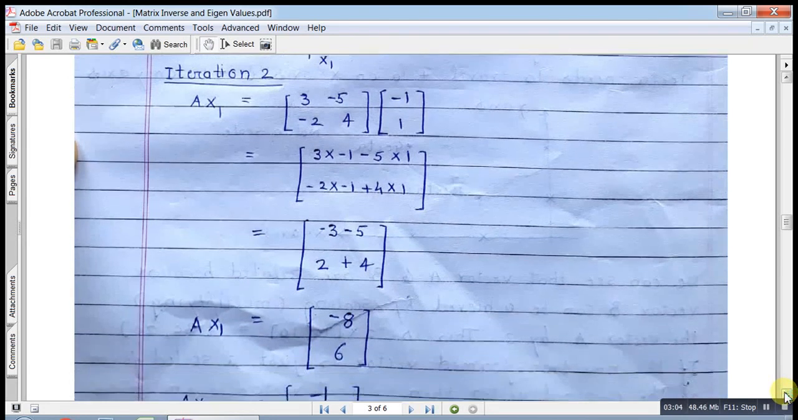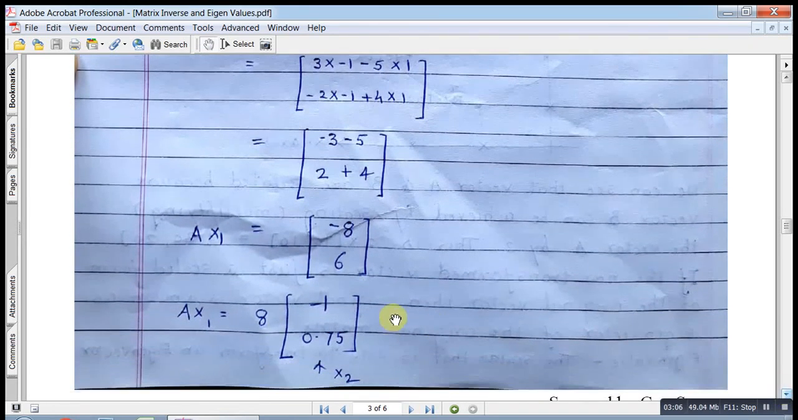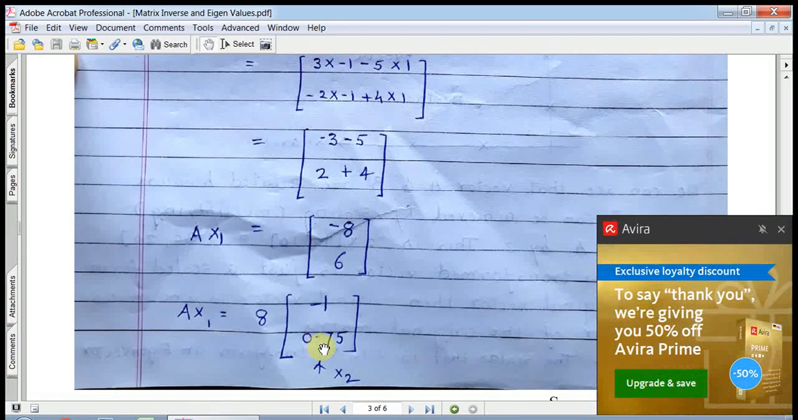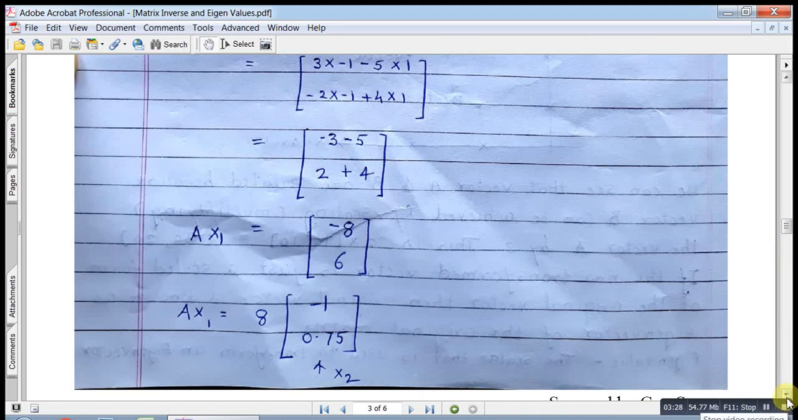So the highest number we take outside. The highest number between -8 and 6 is 8, so we will take 8 outside. So 8 will divide both. -8 divided by 8 will be -1, and 6 divided by 8 will be 0.75. That will be your x2. So iteration 2 is completed.